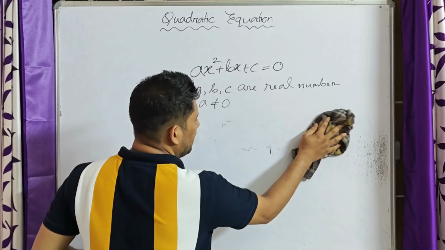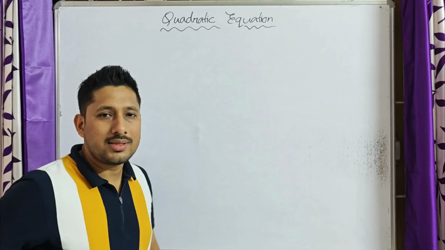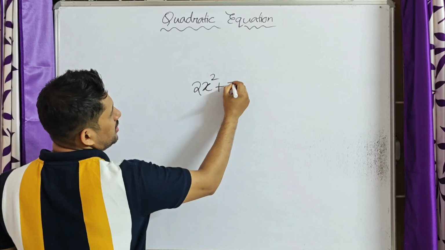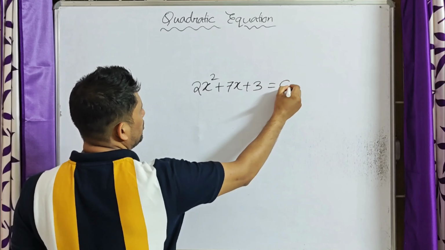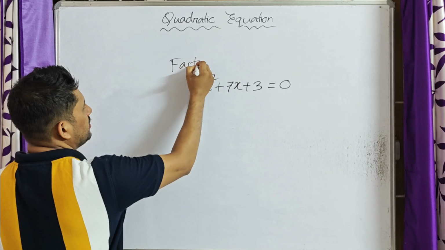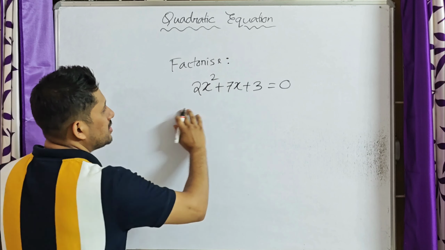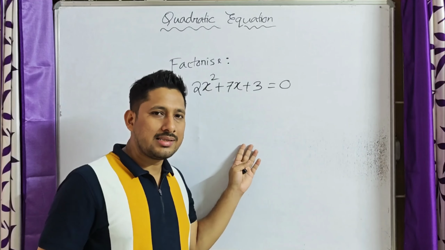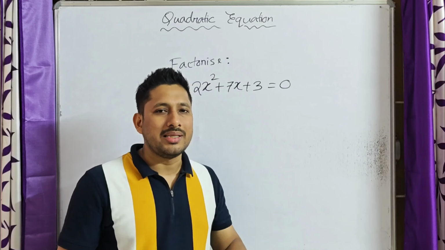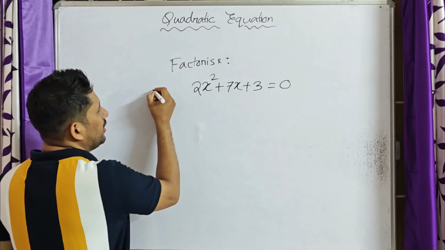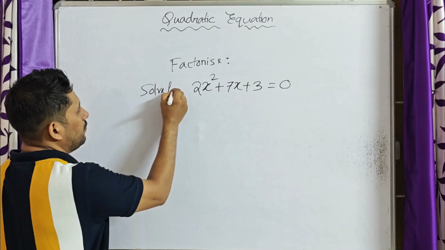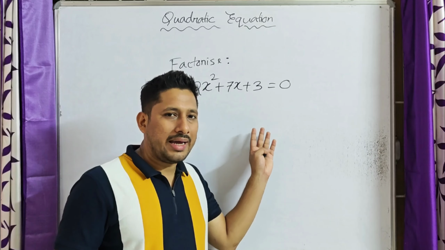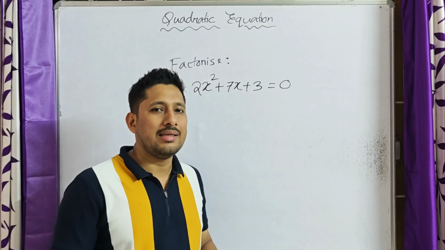The next thing we will learn in this chapter is how to factorize a quadratic equation. For example, 2x squared plus 7x plus 3 equals 0. The question is factorize. Now, for the same question, two different problems can come. One is factorize this quadratic polynomial. In this case, we have to use the middle term splitting method. That is one way. And the other way, the question can come as solve for x. Solve for x means not only do you have to find the factors, but also you have to find the answers.